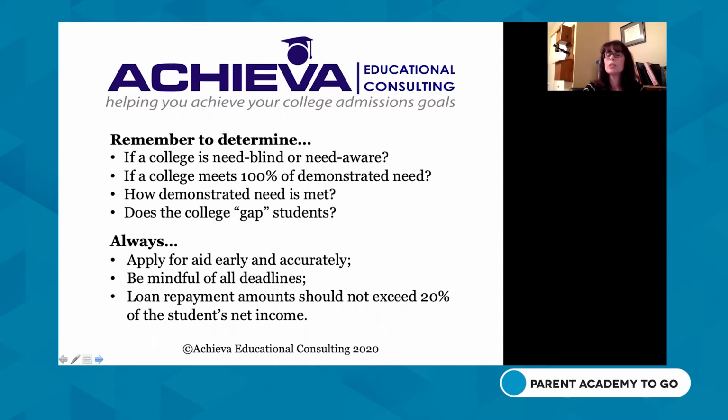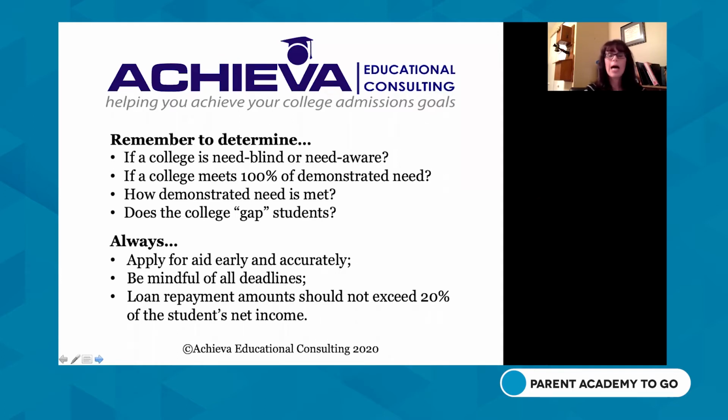And does the college gap students? What does that mean? That means if that same student has a $50,000 need, the college may not give them a package worth $50,000. So they give them a package worth $40,000. So that gap, $10,000, the family would have to secure that money on their own.